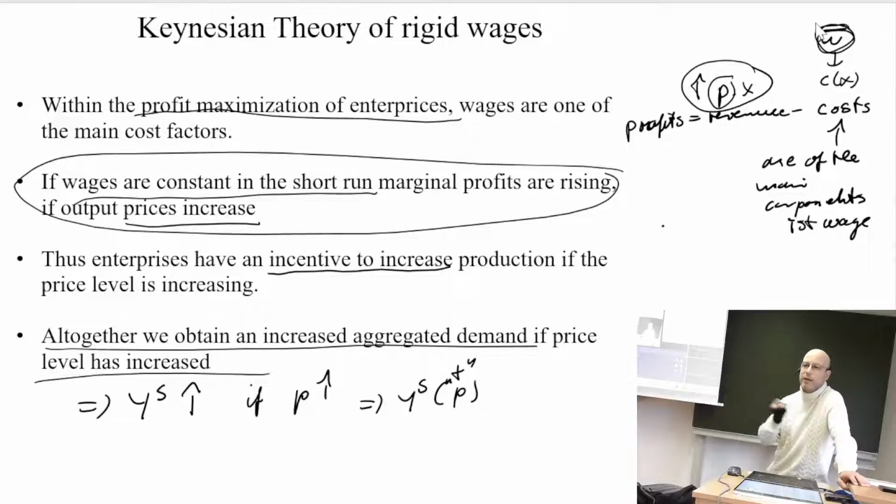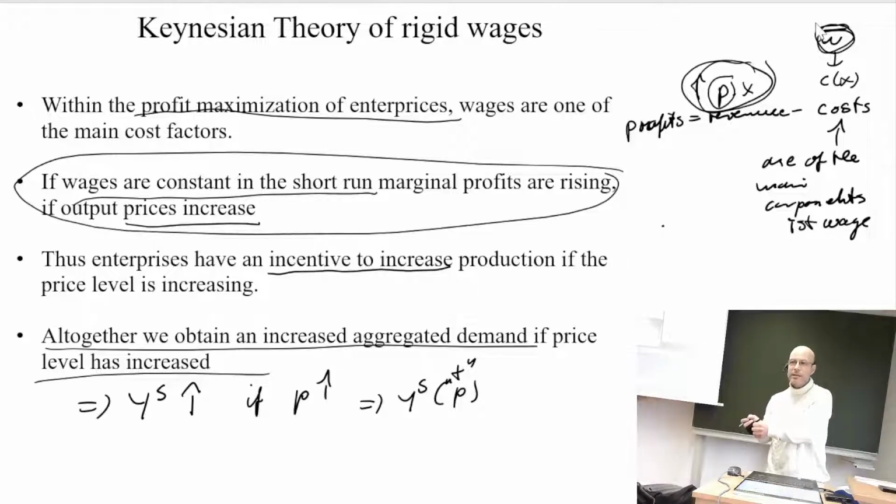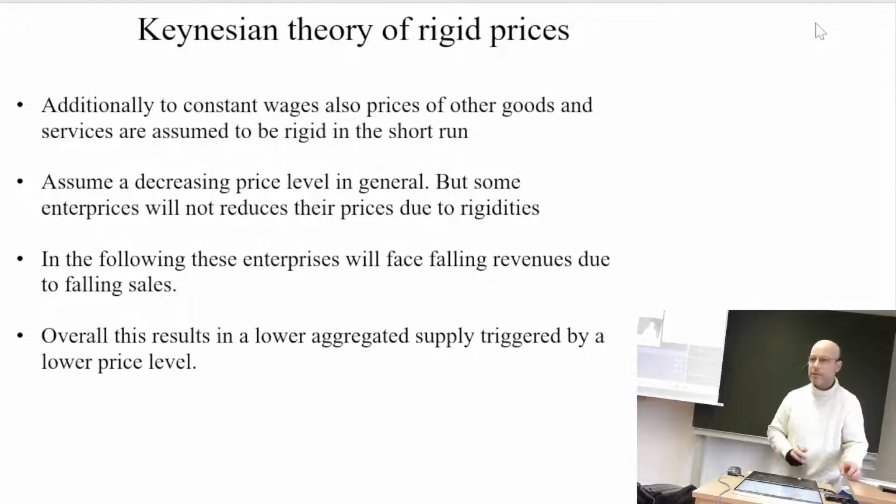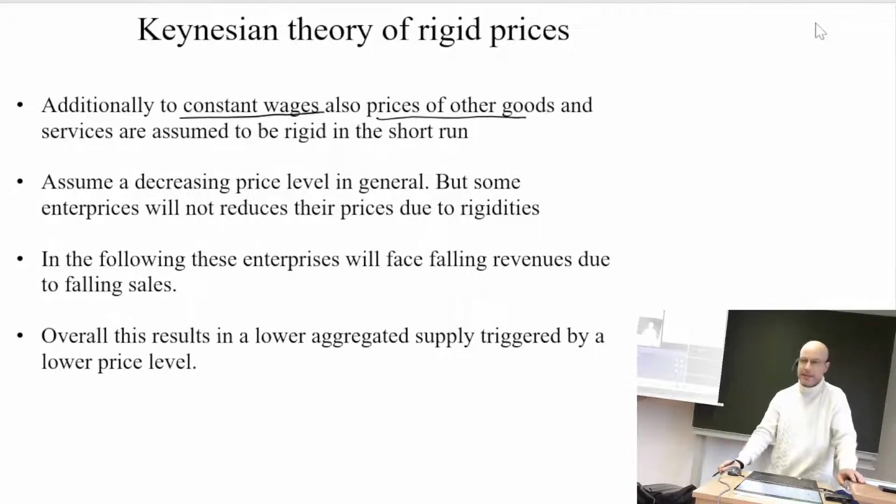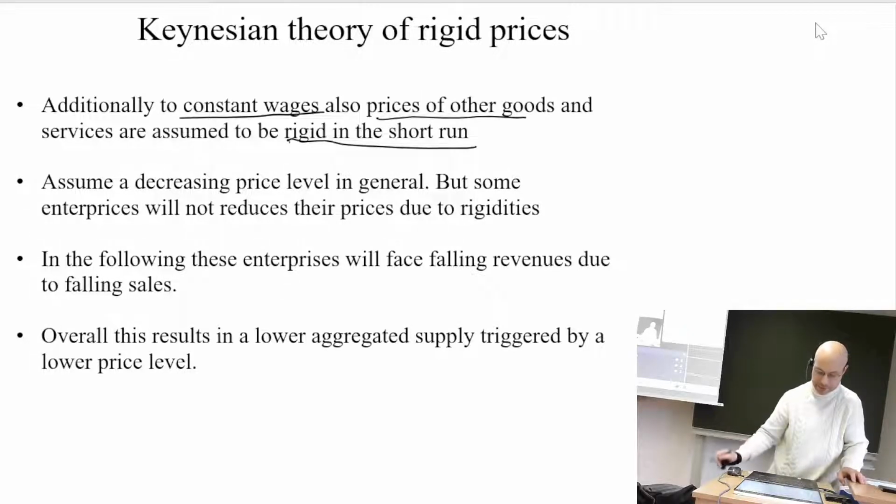This means, of course, also the other way around. If prices would decrease, then also my costs will be the same. Then I have an incentive to reduce my production. So the other way around, if prices would decrease, I would also decrease my production. Well, then we can also expand this argumentation, that we not only say that wages are in the short run constant, but also the prices of some other goods should also be quite rigid in the short run.